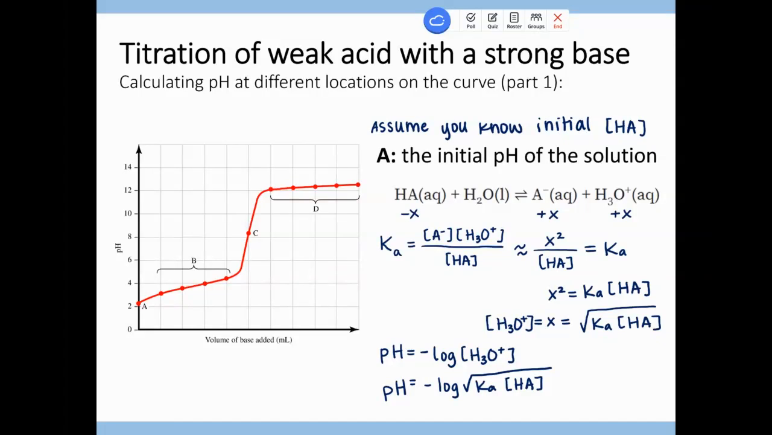The work that we did up here was to derive this final equation. So now if you're asked for the pH of a solution with a weak acid, and no base has been added yet, you can just use this equation. You know the initial concentration of HA, and you have the Ka, then you take the negative log of the square root of the product of those two, and that will give you the pH. So you don't have to go through all these steps to find pH at that point.